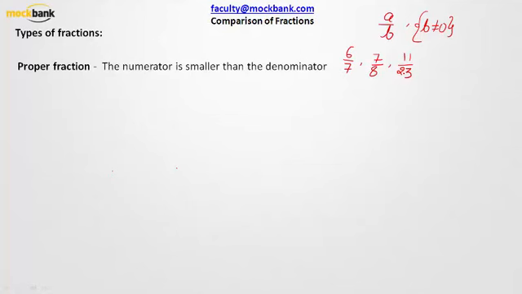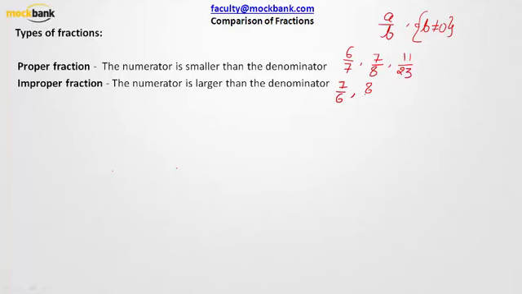Now let us understand the second type of fraction, called the improper fraction. What happens here is the reverse case: the numerator is larger than the denominator. So I'm going to write 7 over 6, 8 over 7, and 23 over 11. In all these three cases, the numerator is more than the denominator, and hence these fractions are known as improper fractions.